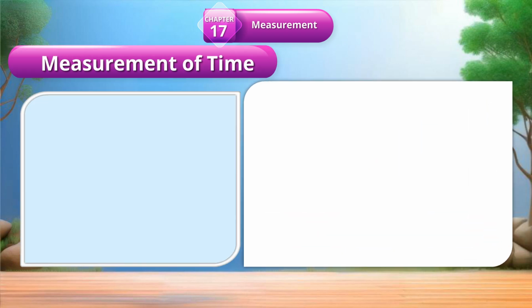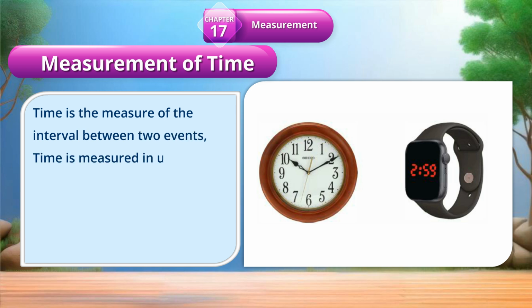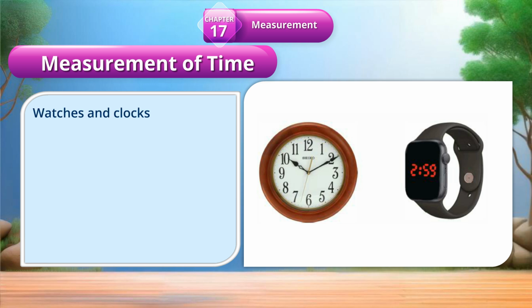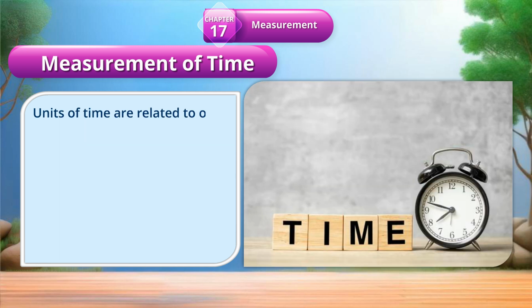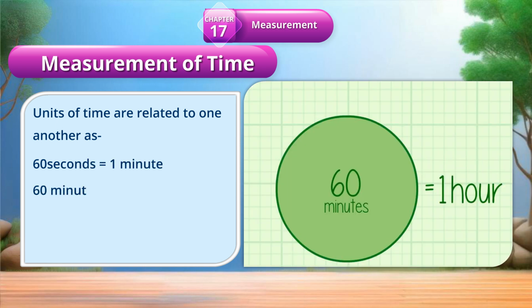Measurement of time. Time is the measure of the interval between two events. Time is measured in units called seconds, sec, minutes, min, and hours. Watches and clocks are used to measure time. Units of time are related to one another as 60 seconds equal 1 minute. 60 minutes equal 1 hour.